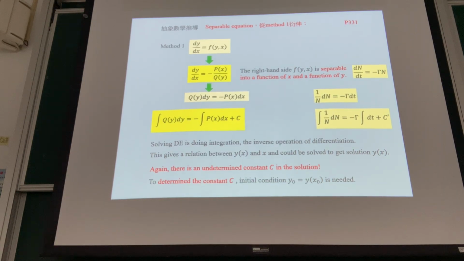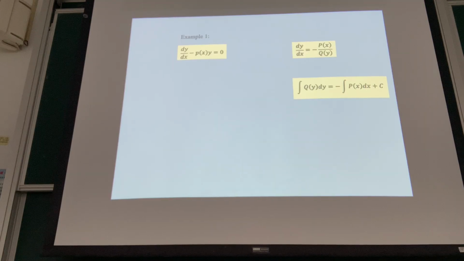I think I have one example. I think it's useful, so let me give you one example so that you can understand this general idea. This example is dy/dx minus p(x), a function of the x variable, not a constant, times y equal to 0. Very abstract, but it's useful later, next week. This is example 1: dy/dx minus p(x) y equal to 0.